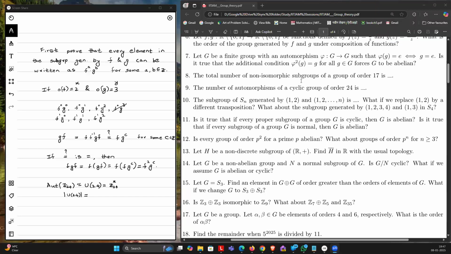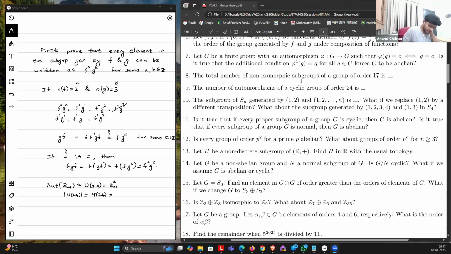Yeah, it's the Euler phi function applied to 24. Everybody knows this? Yes, sir. Euler phi applied to 24. Now, how do you compute this? By prime decomposition. This is 2 cube times 3, which is the same as phi of 2 cube times phi of 3. What is this?